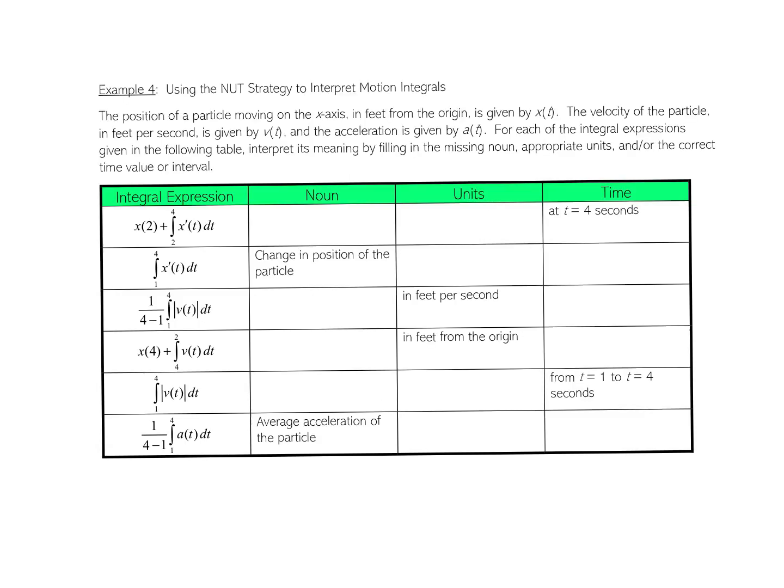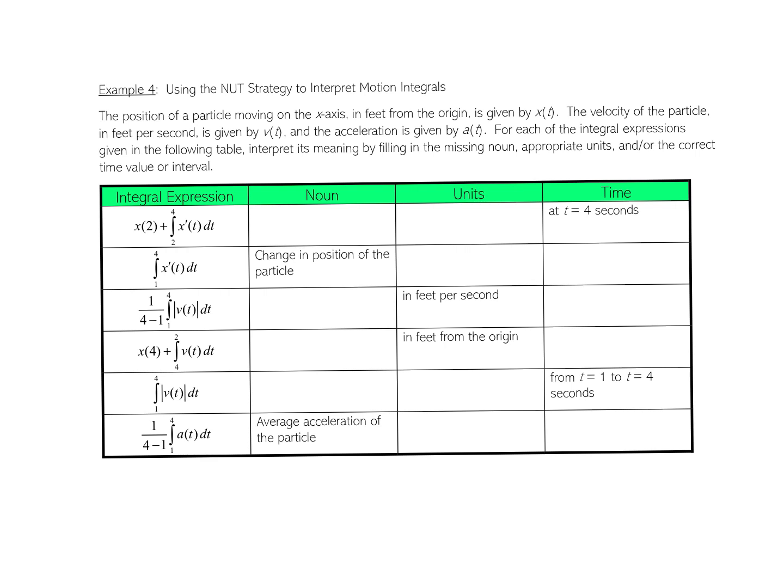All right, to sum this up, now we use the NUT strategy to interpret motion of integrals. NUT stands for noun, units, time. We're going to talk about the position of a particle moving on the x-axis, in feet from the origin, given by x of t. The velocity of the particle in feet per second is given by v of t. The acceleration is given by a of t. For each of the integral expressions given in the following table, interpret its meaning by filling in the missing noun, appropriate units, and or correct time, value, or interval.